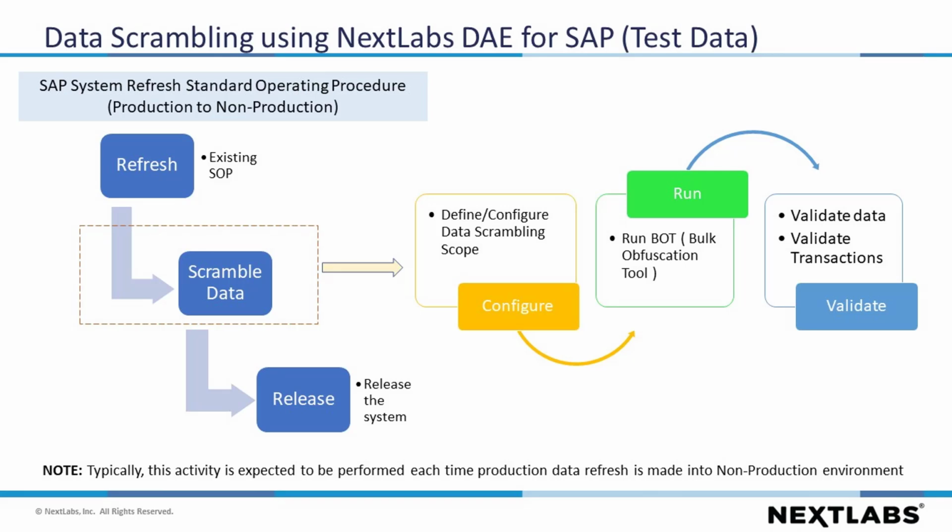The secured data is then made available in the lower systems for development, testing, or training without exposing confidential information. By implementing data scrambling, organizations can securely refresh test environments while ensuring compliance and data protection. Now, let's explore the use case for this demo.